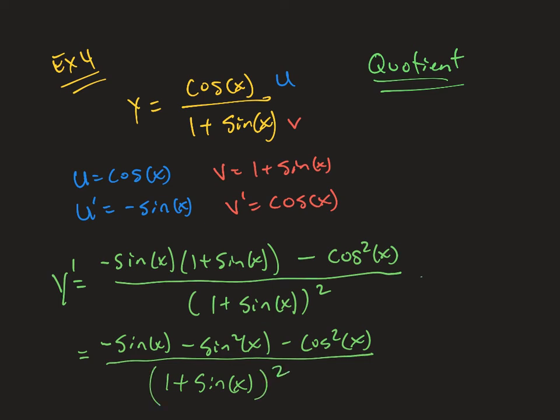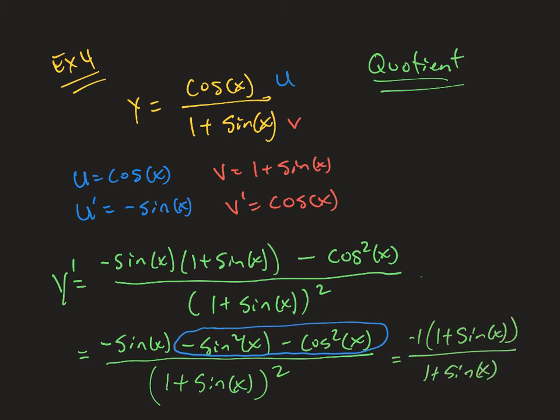Now, I happen to recognize something in this expression. Negative sine squared of x minus cosine squared of x is the same as negative 1 times sine squared x plus cosine squared x. And we know that as the Pythagorean identity. So that's a negative 1 times a 1. So this whole thing here is just minus 1. And I'm going to factor out that negative 1 and write this as negative 1 times 1 plus sine of x over 1 plus sine of x squared. But this just simplifies. One of these cancels, and I end up with negative 1 over 1 plus sine of x for the final derivative.